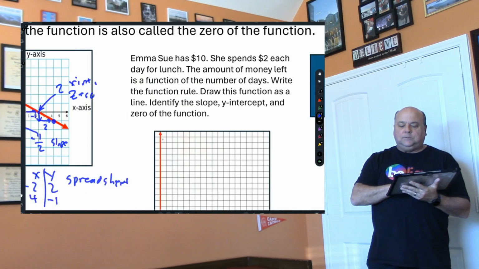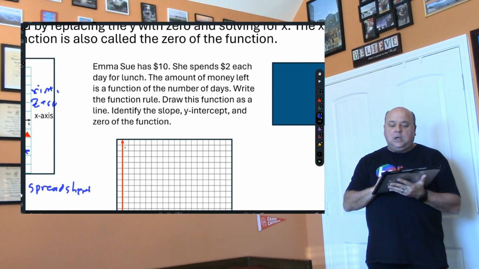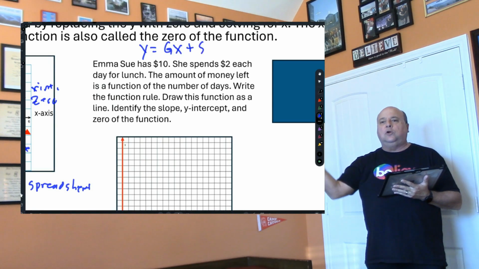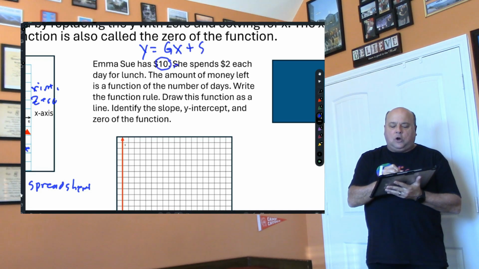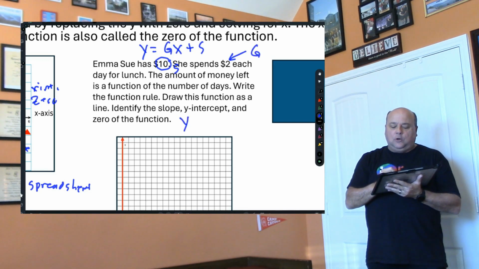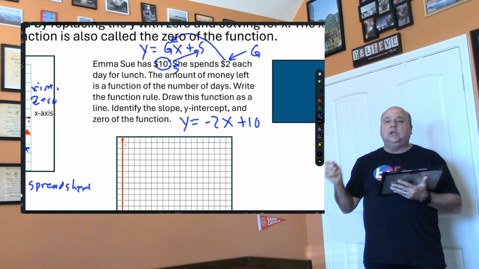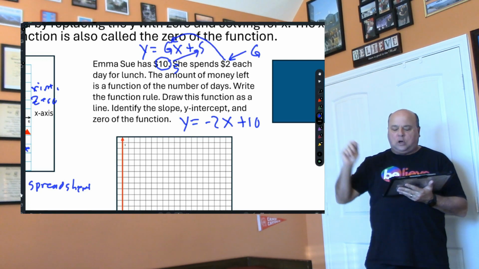Now then, let's go to the next one. Emma Sue has $10 and she spends $2 each day for lunch. On these problems, I like using y equals gx plus s. You have the growing number as your slope. The starting number is your y-intercept. Notice I start with 10 and my growing number is 2. But I'm not going to add 2, I'm going to subtract 2, won't I? So my equation is going to be -2x plus 10. Do y'all see that? The 2 goes in the growing number, the 10 goes in the starting number. It's real easy to get those numbers if you use growing number, starting number.